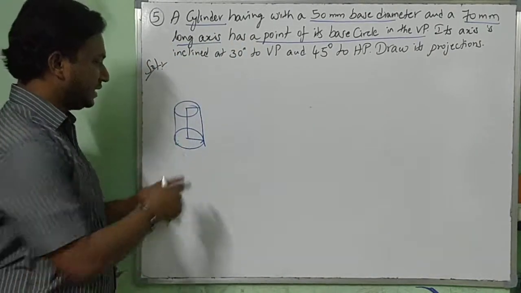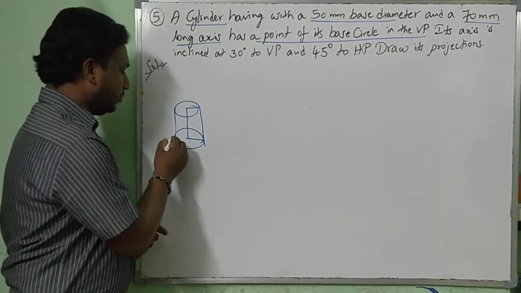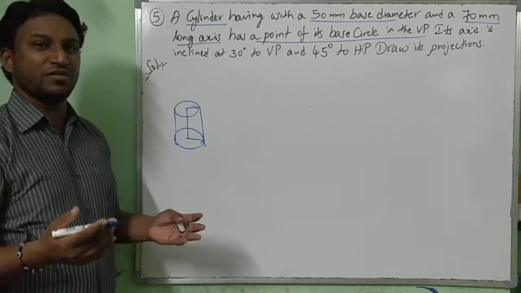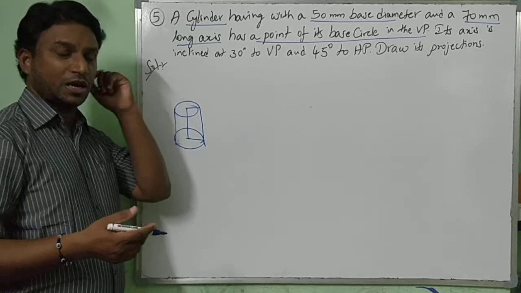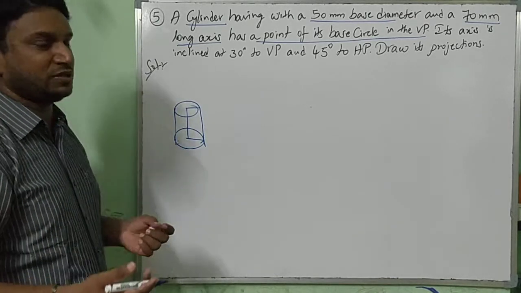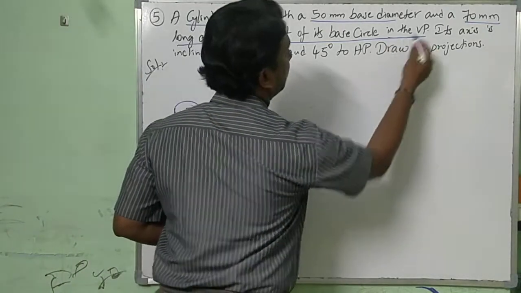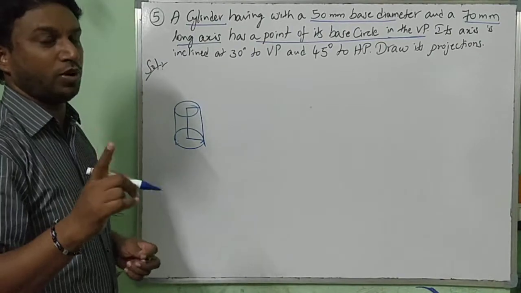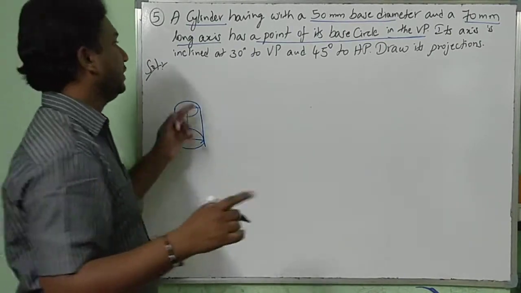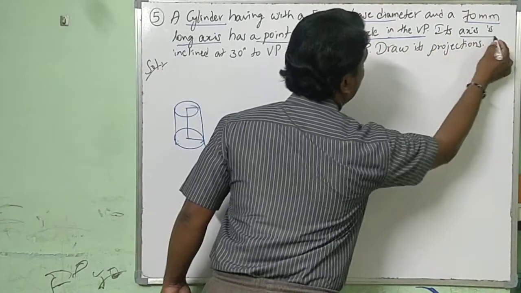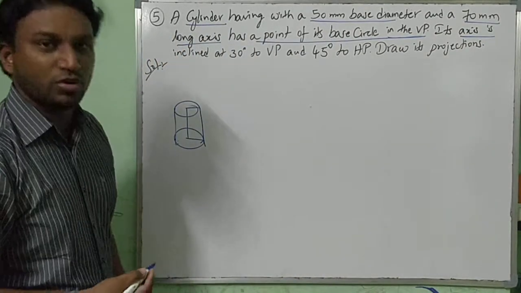The base circle is this. One point. How many points does a base circle have? It will have many points, as there are many points on the circumference of the circle. But that one point is in the VP. One point is in the VP, and then its axis. What inclination is given with respect to the axis?